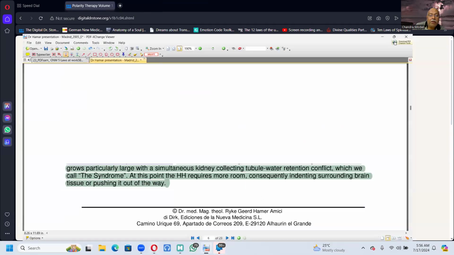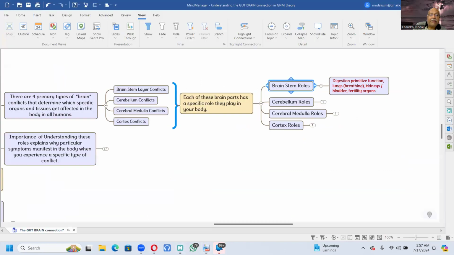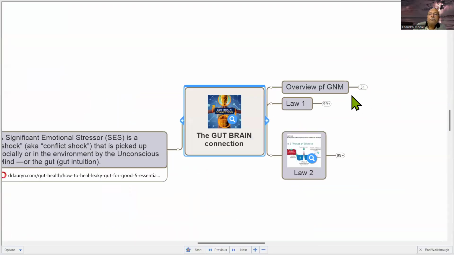Okay. Here, where is my diagram? Yeah. Okay.